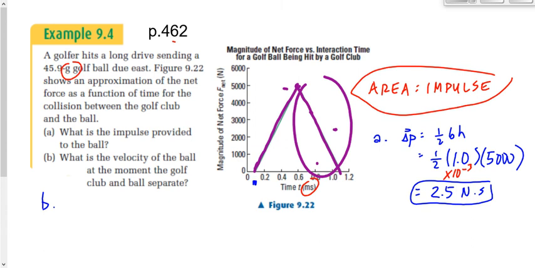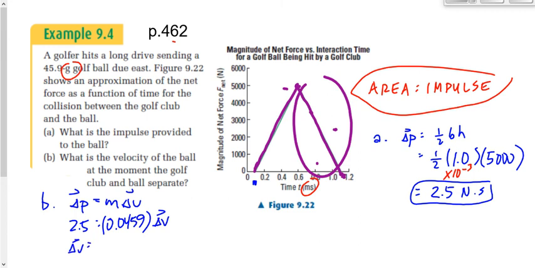Okay. All right. If we know this entire graph represents the time that the golf ball is in contact with the club, how do we find the velocity of the ball when they separate? Separates down here. So we're going to use that entire impulse that we just found, and set that equal to m times delta v. 2.5 is equal to 0.045 kilograms. Got to convert that from grams to kilograms. Again, you don't remember the conversion factor? Check your data sheet. 1,000 grams in a kilogram. Solve for delta v there.